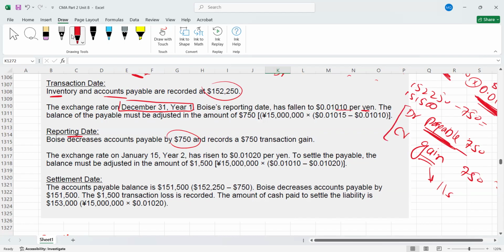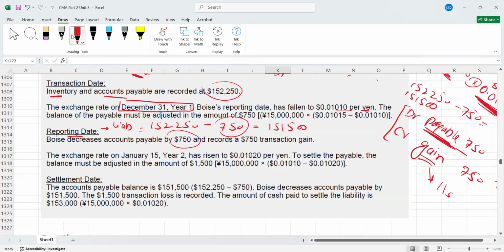Now guys, please remember at the reporting date, what is your liability value? I'm just writing it here as a reference: previously it was 152,250 at the transaction date. Now the liability has reduced by 750, so the liability value is 151,500. Now we are moving to the actual date. Whatever gain we got, is it on a settled transaction or unsettled? So far it is on an unsettled transaction, right?